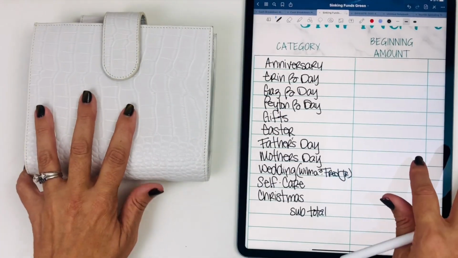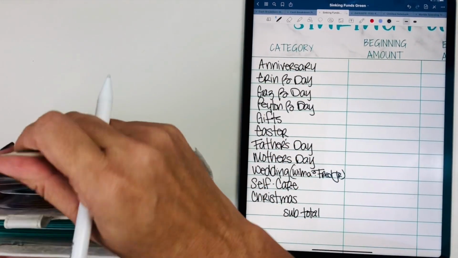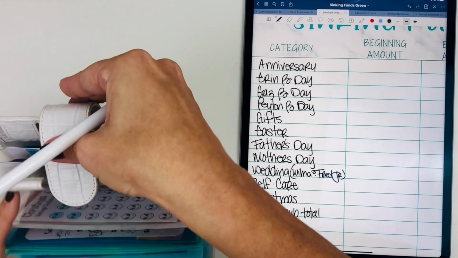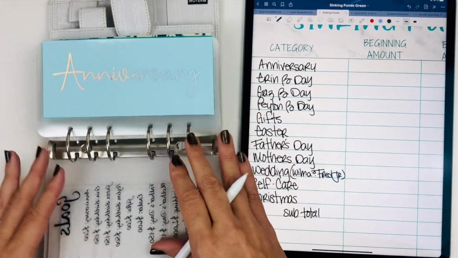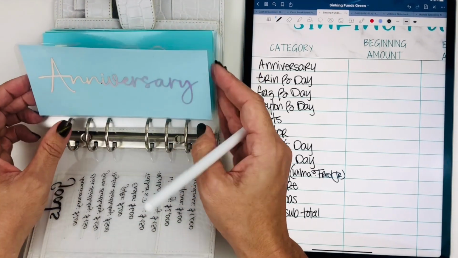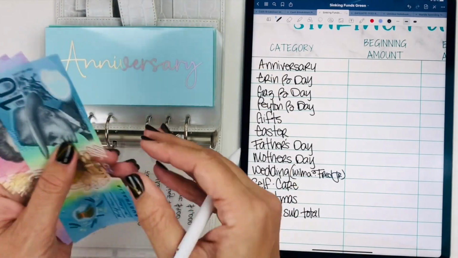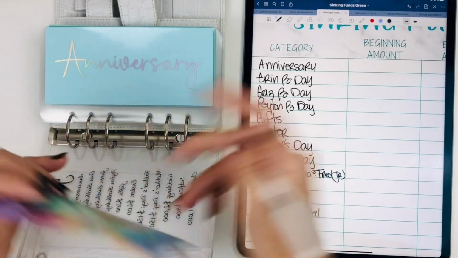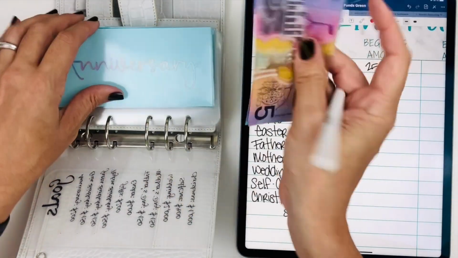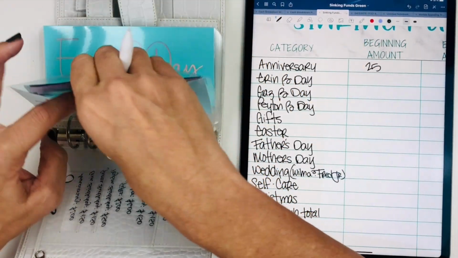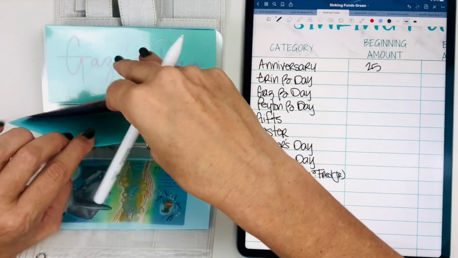Okay, so final binder is my white binder, and this basically has things like celebrations and such like that. Some savings challenges in the back, but I'm not really doing saving challenges right now. So anniversary has $10, $15, $20, $25. And I know all of these were empty because I basically restarted all of our sinking funds all over again after taking a break and coming back.